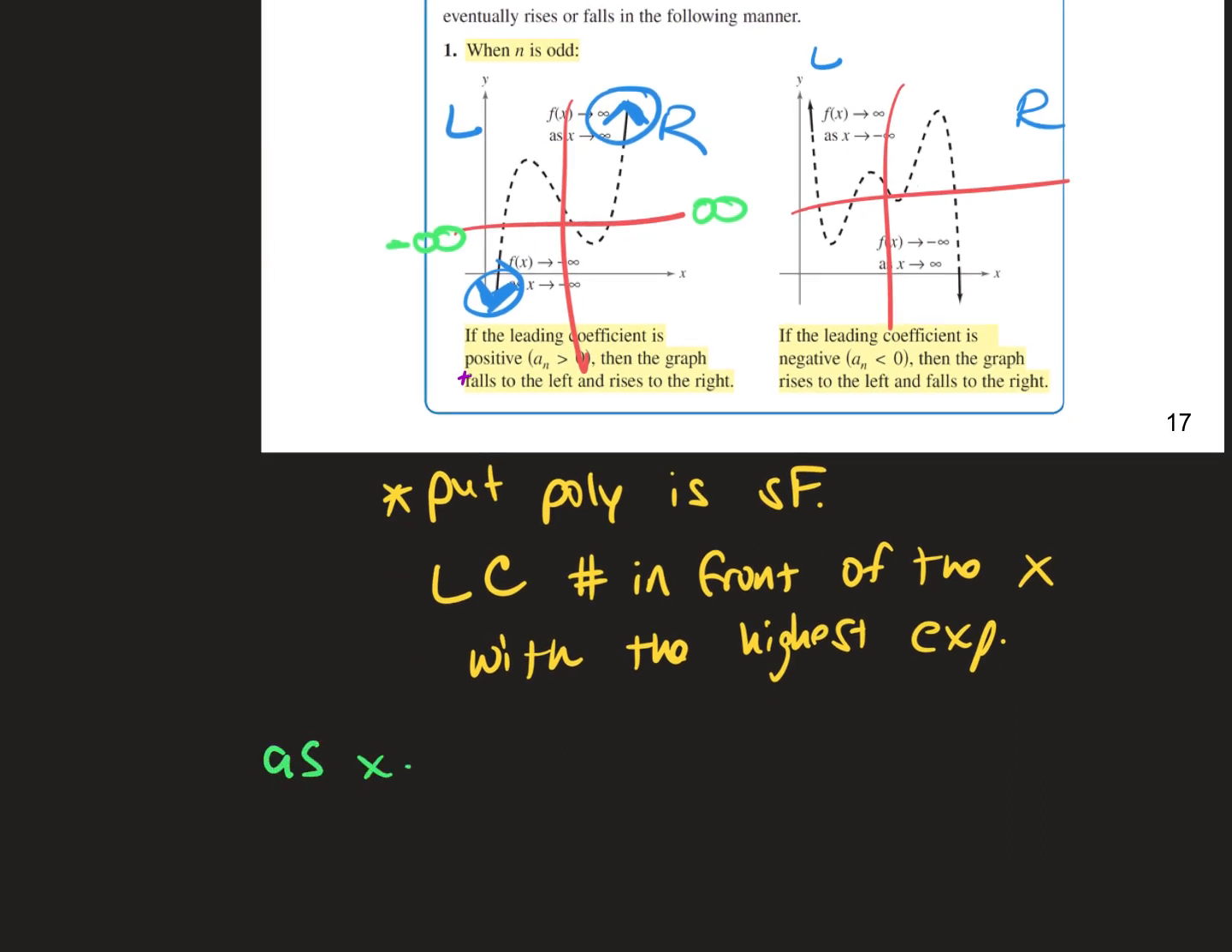as x approaches negative infinity. Guys, as you're going to the left, as x approaches negative infinity, what is y, or we'll call it f of x? F of x is doing what? Rising or falling? On the left-hand side of the graph, this is falling. Perfect.